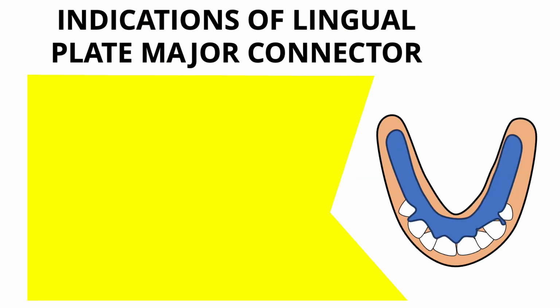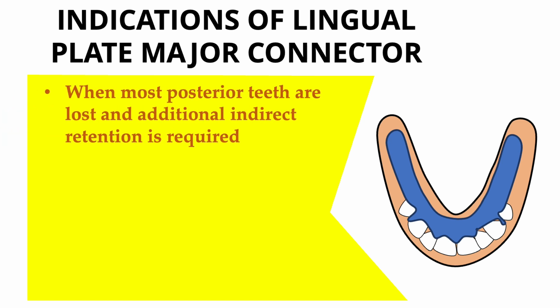The indications of the lingual plate major connector: when the most posterior teeth are lost, additional indirect retention is required. This connector provides indirect retention by resting on the cingulum of the anterior teeth and by giving a rest on the premolar, between the canine and the premolar or between the premolars, as you can see in the figure.